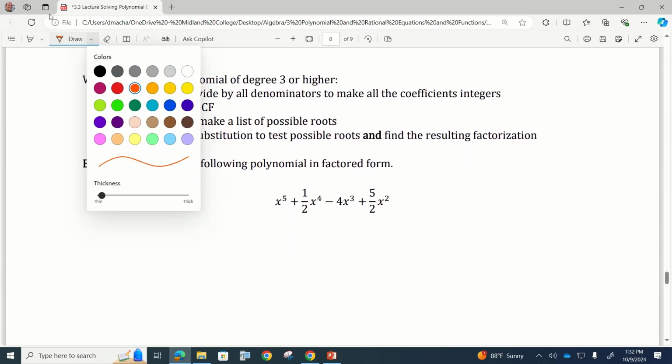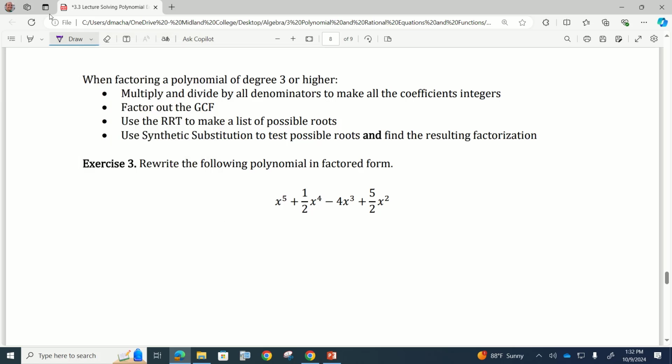So now we're ready for the main event today. We're going to be factoring polynomials. I've got a 4-step procedure for factoring polynomials. Step number 1, we're going to multiply and divide by all denominators to make all of the coefficients integers. This time, in my example right here, not all of the coefficients are integers yet.